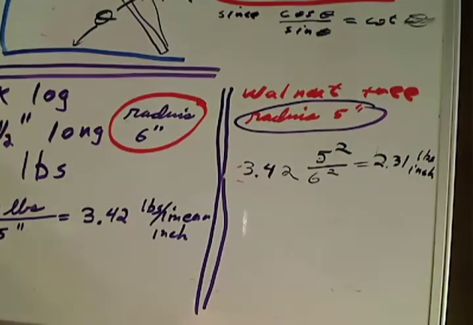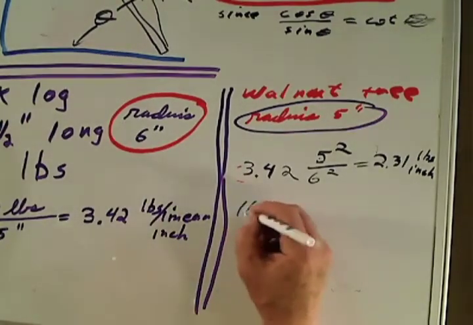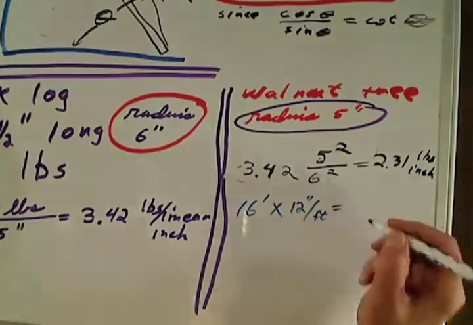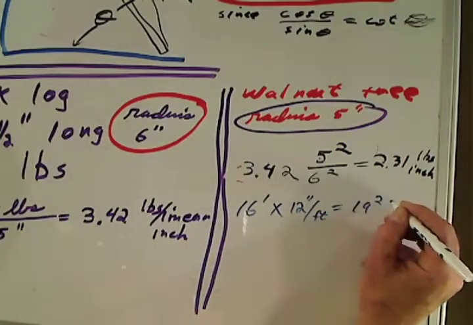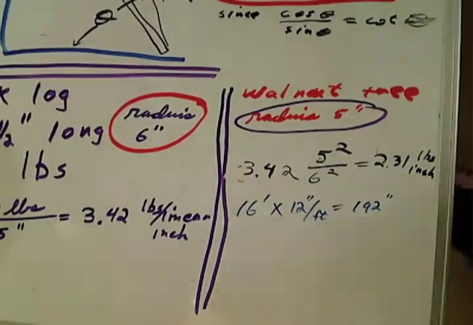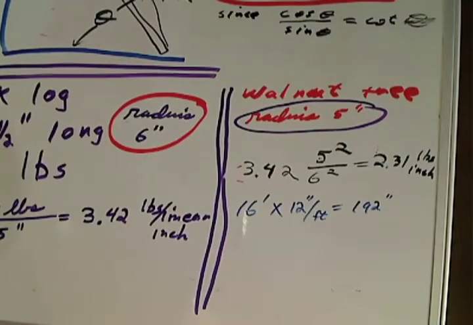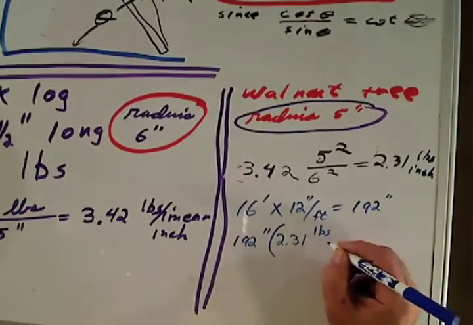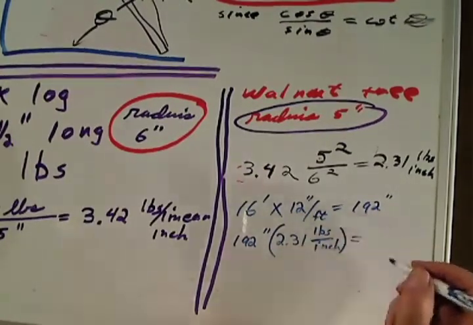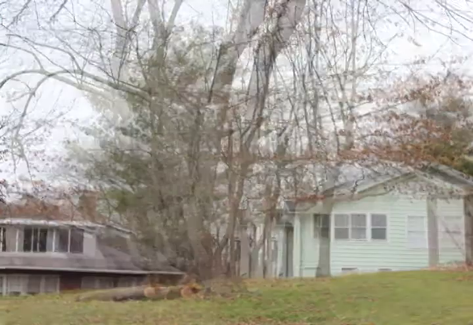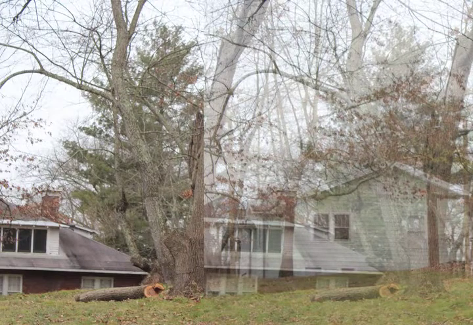Well, how long is it? So I look at it and I say, let's call it 16 feet long, which is probably fudging a little bit longer than it really is, maybe quite a bit longer than it really is. This is an approximation, and I know that. But 16 feet will be 192 inches. So 192 inches times 2.3 pounds per inch tells us that the log that we're trying to pull with the rope weighs 441 pounds.